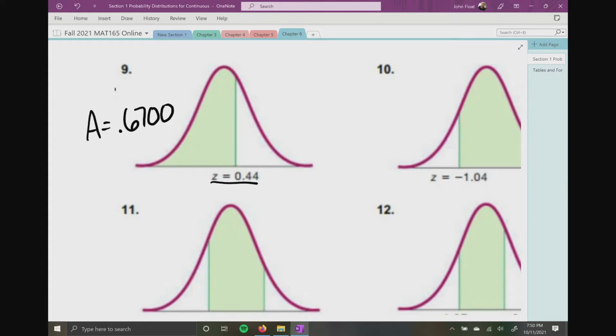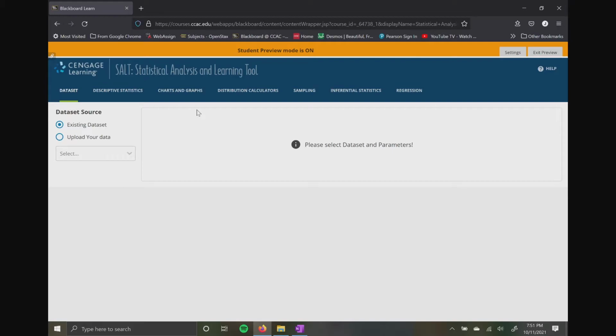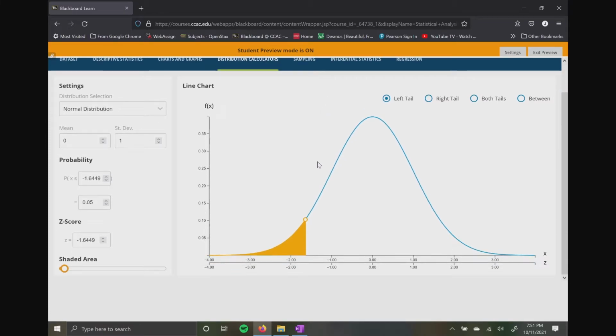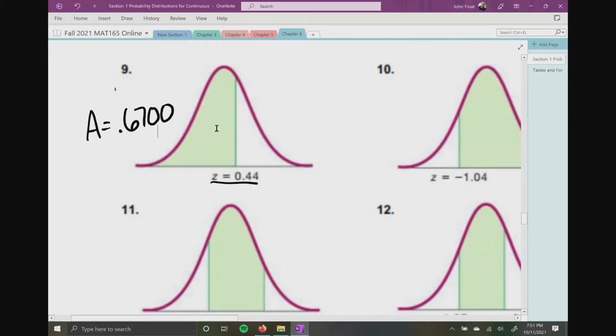So let me show you. It's so easy. All right, so here we go. Here's salt. Now remember, we're talking about the standard normal distribution. So we need distribution calculators. So I'm going to click on that, and voila. We already have a standard normal curve staring us in the face. Now, in the upper right-hand corner, you're going to see left tail, right tail, both tails, or between. So if we go back and just look at the picture I provided, notice this is going to be a left tail because we shaded on the left-hand side of that value, okay? So it's going to be a left tail.